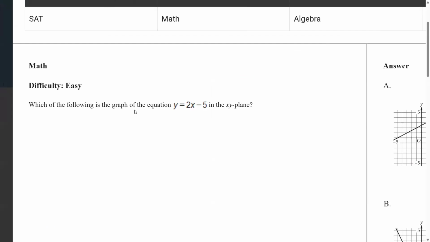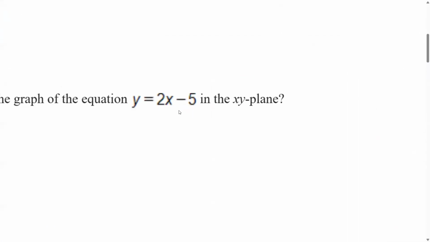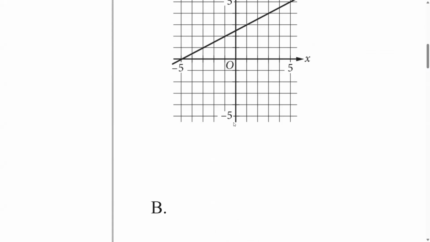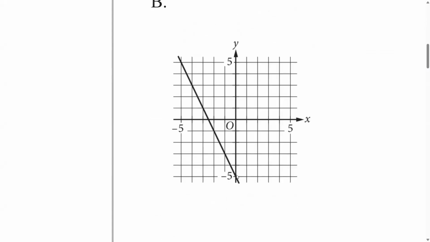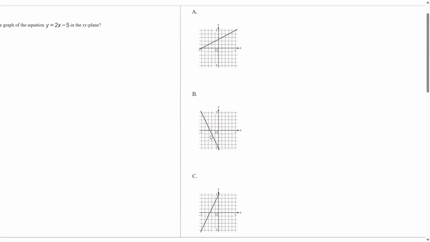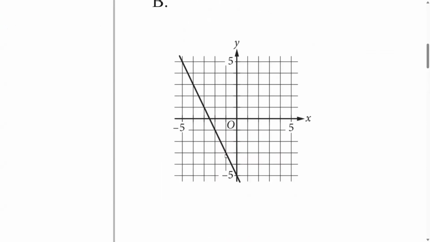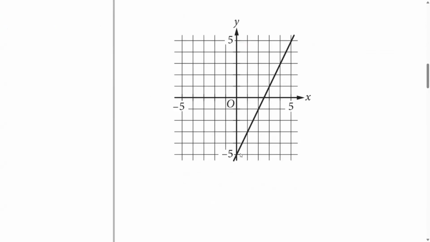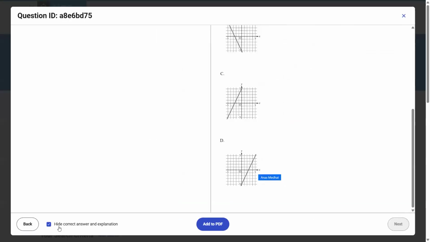Which of the following is the graph of the equation y equals x minus 5? So here the slope is positive and the y-intercept is negative. Let's see. Here the y-intercept is positive, wrong. The y-intercept is negative and the slope is positive. No, the slope is negative here, wrong. Here the slope is positive and the y-intercept is positive, wrong. And this is correct. Look, the slope is positive, the line is going upward. When the line is going upward, the slope is positive, and the y-intercept is negative. So the answer should be D.